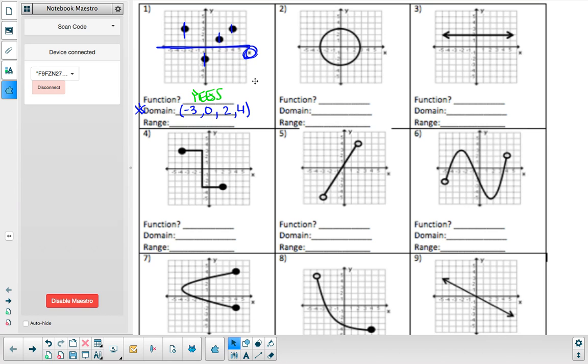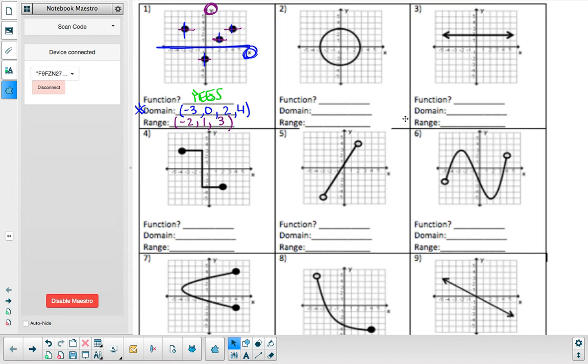For range, I am looking at my y values. Okay, so I've got -2, and then I've got a point at a y value of 1, and then I actually have 2 that are at the same y value 3. And that's it. Domain and range listed as a set of points because this is a discrete function. Okay, number 2.